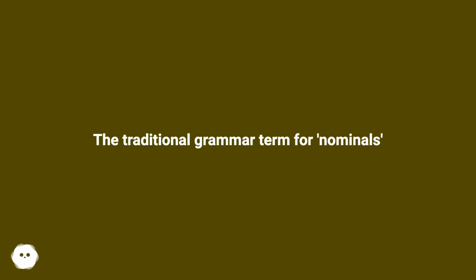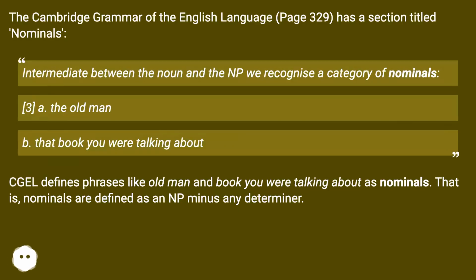The traditional grammar term for nominals? The Cambridge Grammar of the English Language, page 329, has a section titled Nominals. "Intermediate between the noun and the NP, we recognize a category of nominals," such as in [3], "a) the old man, b) that book you were talking about." Huddleston defines phrases like old man and book you were talking about as nominals. That is, nominals are defined as an NP minus any determiner.